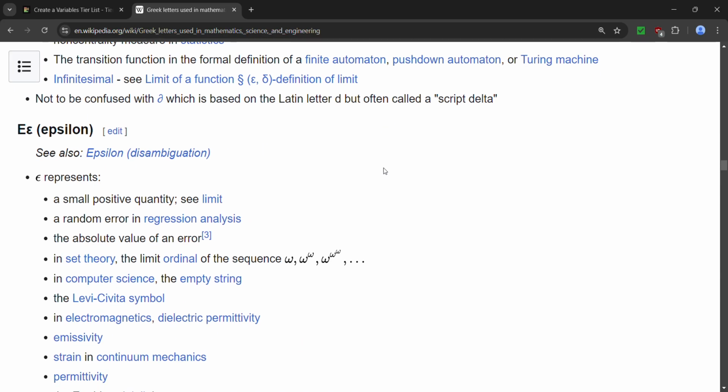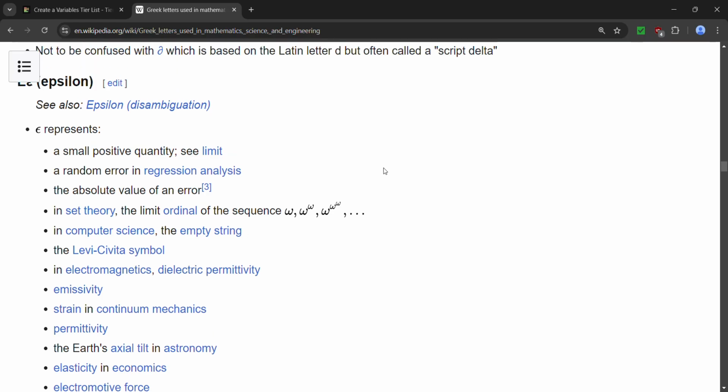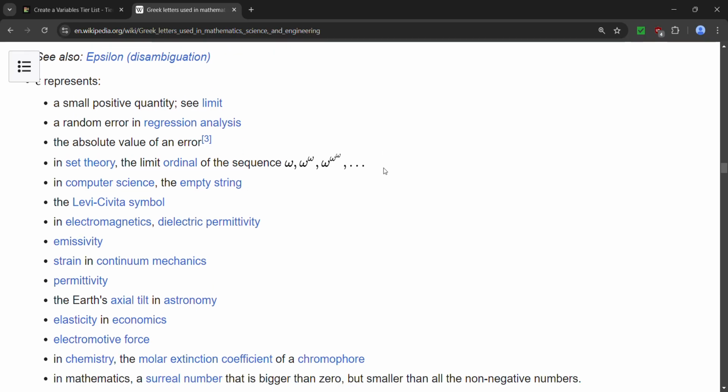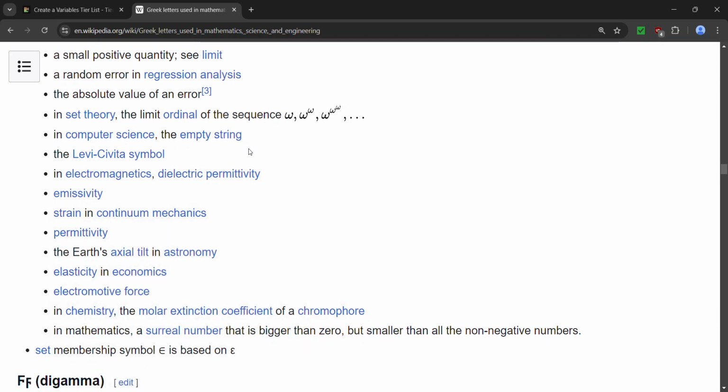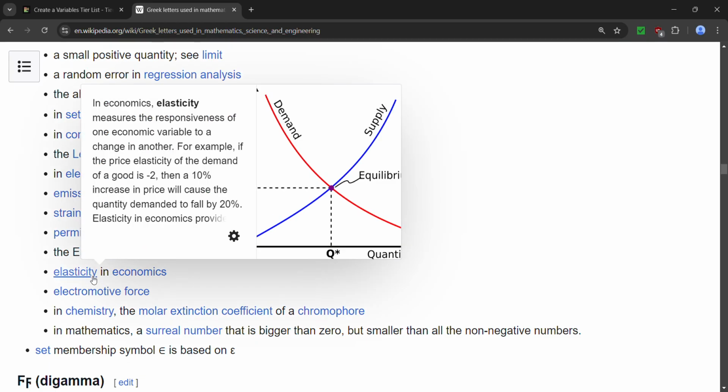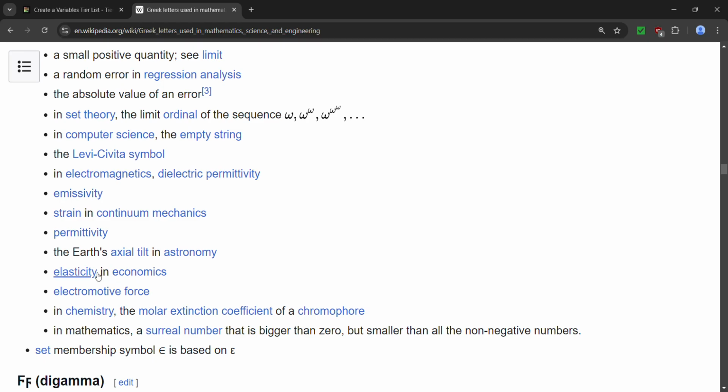A small positive quantity. I don't think I've ever seen that, but okay. Cool. Permittivity, emissivity. I like both of those. They are both pretty interesting quantities. Axial tilt. I'm never going to use axial tilts, I don't think, but I'm glad to know that it's there and that we have a variable for it. And elasticity. I don't really know what it means in economics, but that's cool.